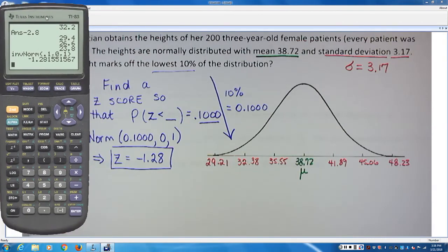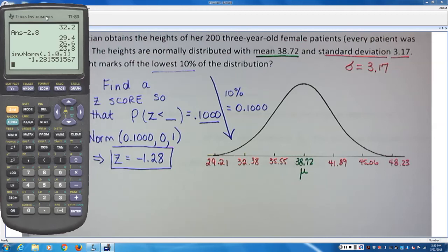Why did you use 0 and 1 instead of the 38.72 and 3.17? You can. I'm going to show you how to do it that way too. Just like we could before with normal CDF, we can do it with the z-scores, or you can do it with the actual problem values. I don't care which one as long as you show me which one you did.